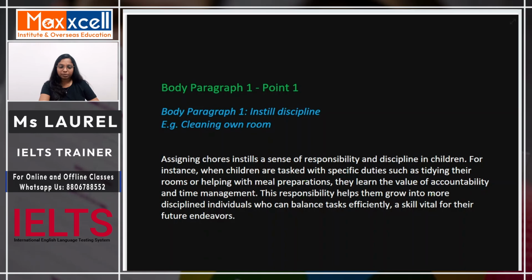"This responsibility helps them grow into more disciplined individuals who can balance tasks efficiently, a skill vital for their future endeavors." Here, if you take note, you will notice that I have used a lot of lexical resource. Look at the words. Right? So these are the things you need to concentrate on when you start writing your essay. So make sure you plan in advance so that you don't waste time thinking about the ideas. When you start writing, you should be thinking about grammatical range and lexical resource. These are the things that give you marks in case of Task 2.